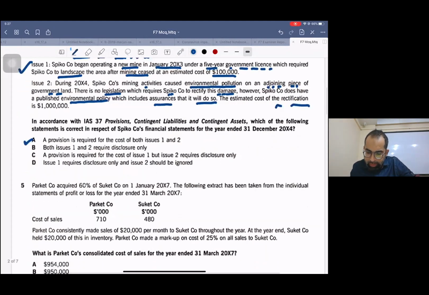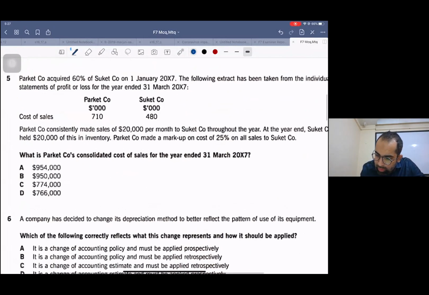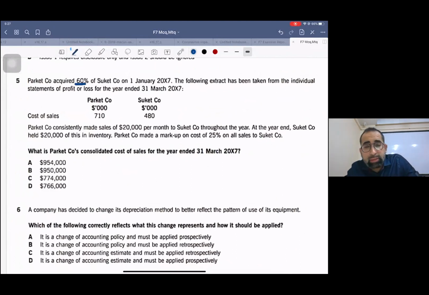Next one is consolidation. The dates are very important, the acquisition date and all. P company acquired 60%. That means the 40% relates to NCI. On 1st January X7. Wait, the year end is 31st March X7. Open your eyes, open your ears, listen. We acquired just 3 months before the year end. Parent company acquired subsidiary company 3 months before the year end.